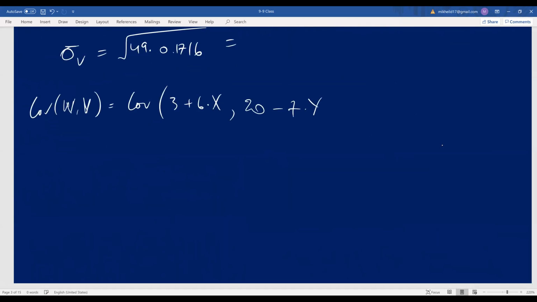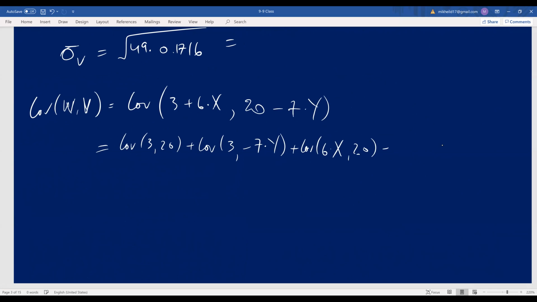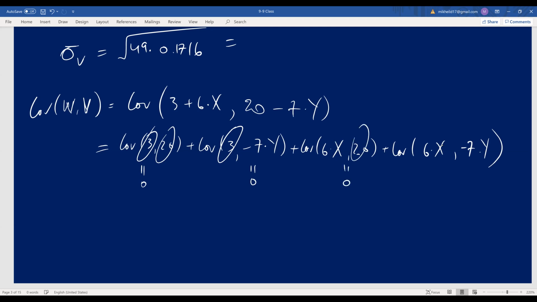20 minus 7 times Y. And then, okay, let me expand this expression. This is covariance between 3 and 20, plus covariance between 3 and minus 7 times Y, plus covariance between 6 times X and 20, and plus covariance between 6 times X and minus 7 times Y. This is 0. This is also 0 because here we have these constant terms. Also, this is constant. Same thing, this is constant, so this is also 0, and then this is the last part that matters here.